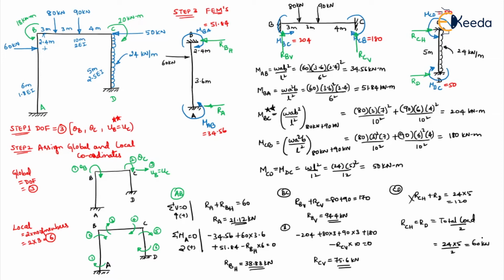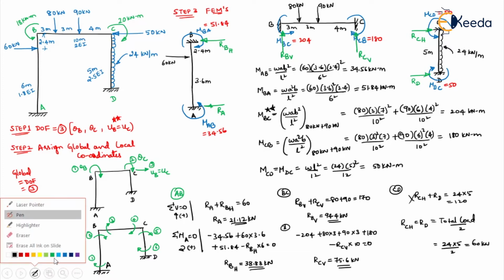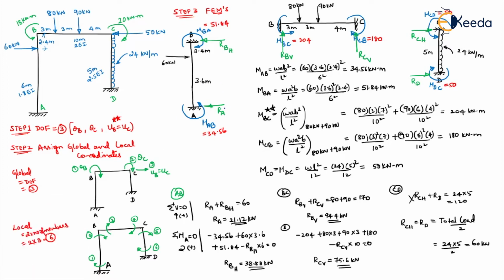60 kilonewton. Right. So let me write all the values of your reactions. So RA is how much? 21.12 kilonewton. RBH is 38.88 kilonewton. BV 94.4 kilonewton. 75.6 kilonewton. This is your 60 kilonewton, and this also is 60 kilonewton. Now these are your FEM values.